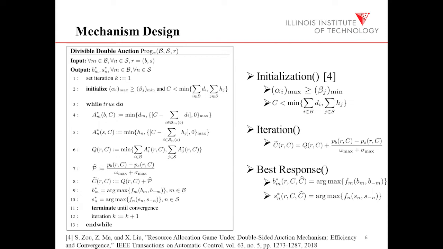In terms of mechanism design, we co-design divisible double auction program X. The program ensures that all the bid profiles achieve the best response in multiple iterations for Nash equilibrium, and eventually converge with the termination condition.